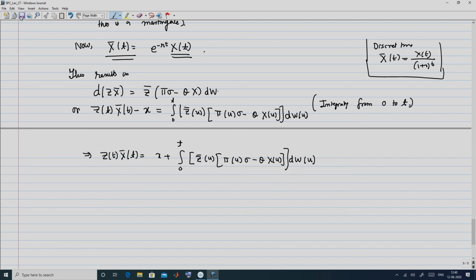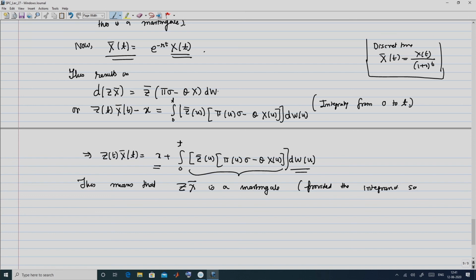Now, you observe that here we only have the dw term and there is no dt term. So, this means that z x bar is a martingale, again provided the integrand, that is this term here, satisfies some conditions.